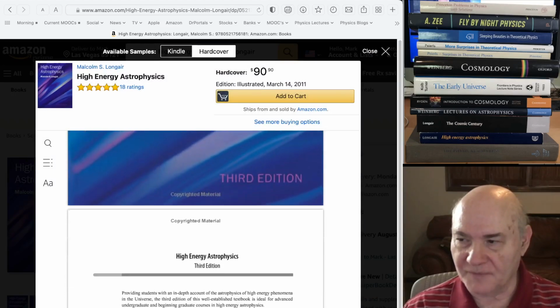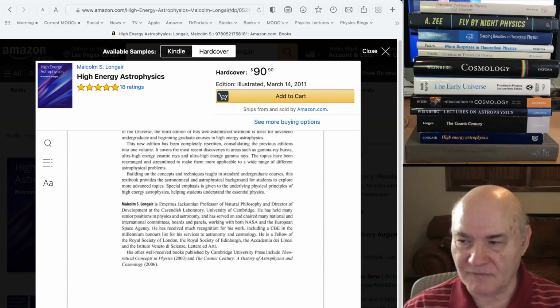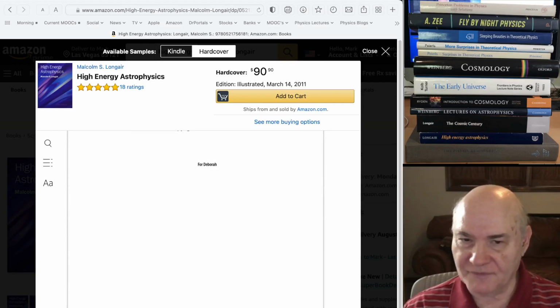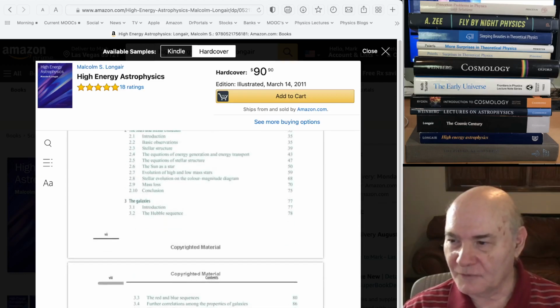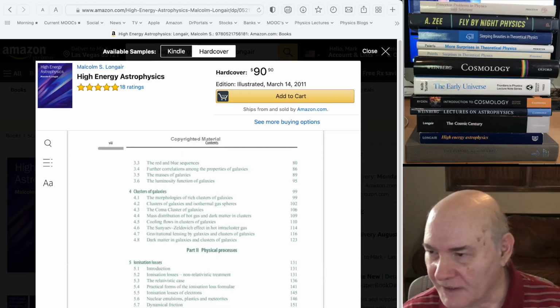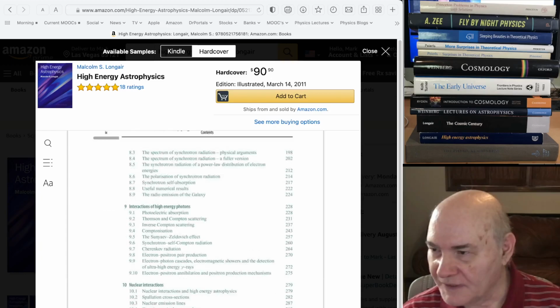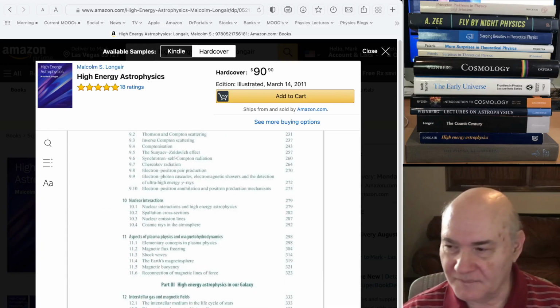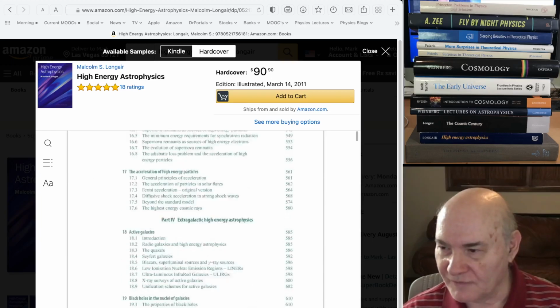This is the third edition, and it's written by the author Malcolm S. Longair. We've met him before. He published those concept books on theoretical physics and quantum mechanics. So he's a very good writer, and this emphasizes high energy astrophysics, gamma rays and supernovae and everything that happens in between, those bursters and all that other stuff. So it's definitely very physics-y. This might be like a graduate level book. It is a graduate level book.